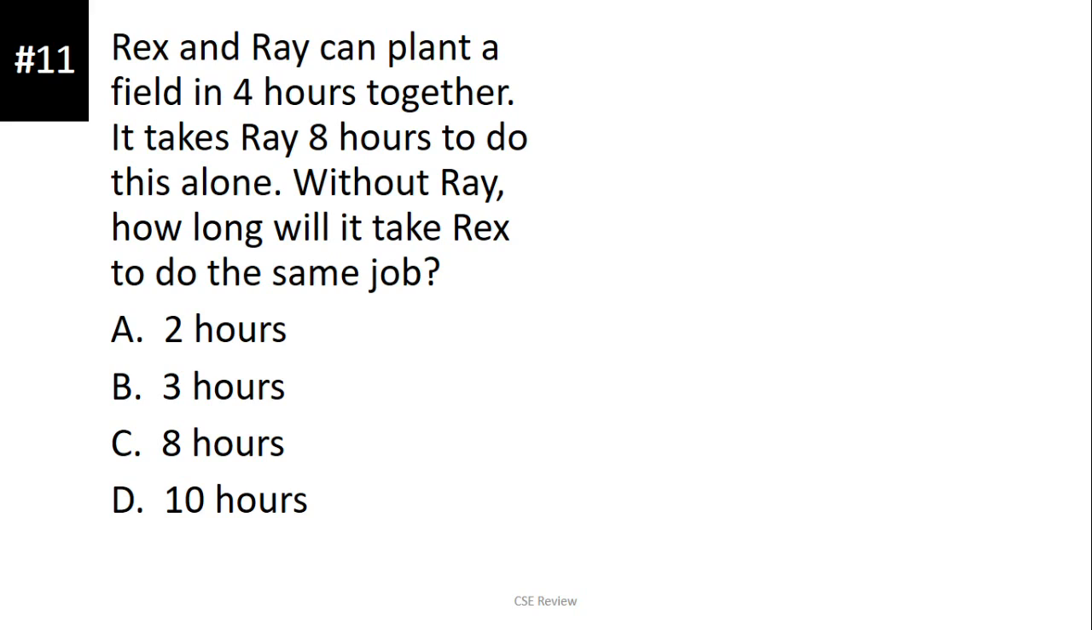The formula is like this. Kung magkasama daw si Rex at si Ray, 4 hours sila magkasama. Si Ray mag-isa lang siya. So, si Ray is 1 over 8. Okay? Plus, and then, nawawala yung si Rex. So, siya yung 1 over X. X kasi, hindi natin alam kung ilan yung number of hours that he does the work by himself. Ngayon, pag pinagsama sila, 4 hours ang kailangan para mabuo nila yung isang job.